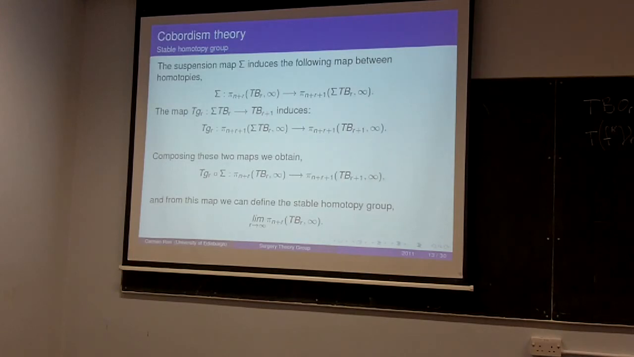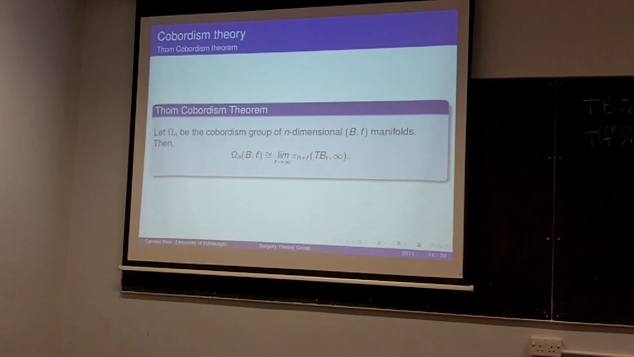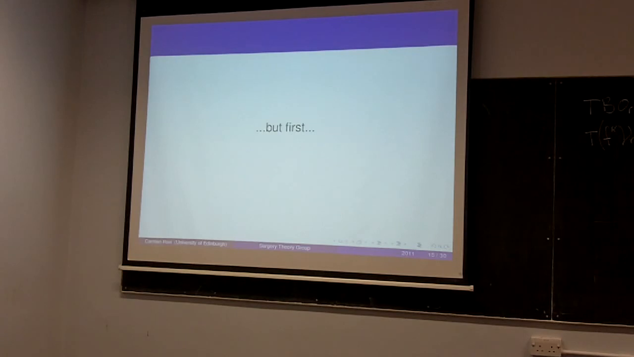And with this stable homotopy group, what the Thom cobordism theorem says is that it is isomorphic to the group of equivalence classes of n-dimensional manifolds. So that's the statement of the theorem.